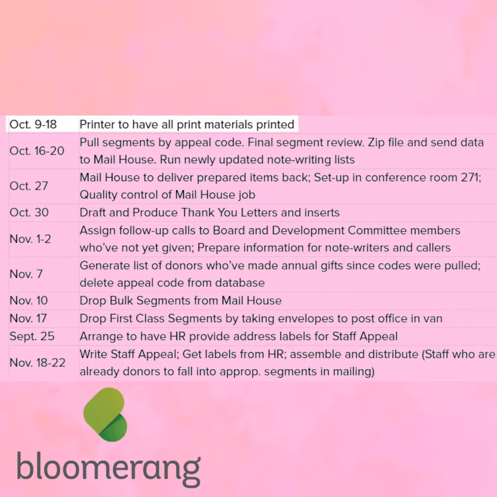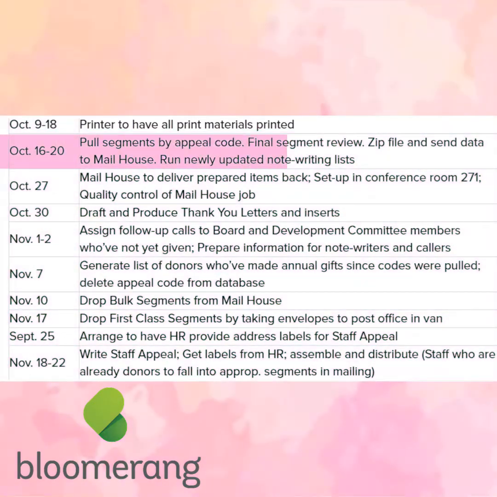October 9th through 18th, the printer has all of your print materials printed. October 16th through 20th, you can pull your segments by appeal code, and you do your final segment review. You have your zip file and you send your data to the mailhouse. And if you need to, then between the 16th and the 20th, you run newly updated note writing lists.